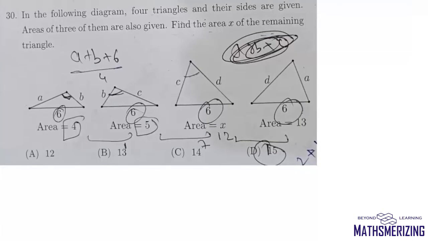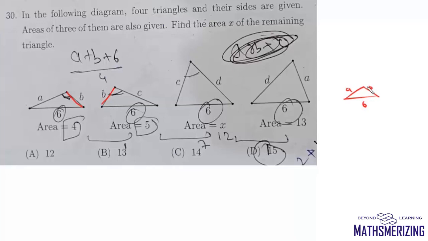Now the next question is, in the following diagram, 4 triangles and their sides are given. Area of 3 of them are also given. Find the area of the remaining triangle. Now we are given this first triangle whose sides are A, B and 6. So we'll draw this triangle. So this is A, B and 6. Now what we'll do is we'll join this side with this given side.